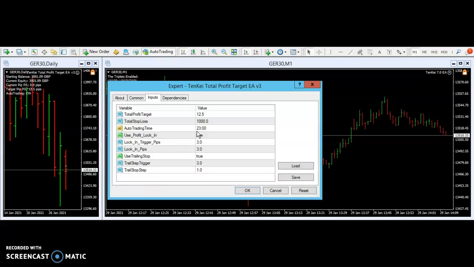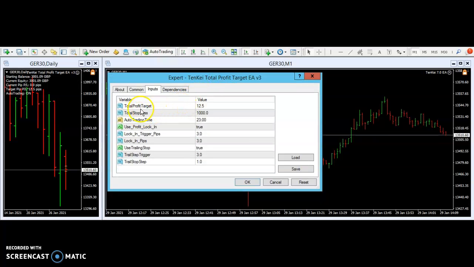So this doesn't open trades for you. The TPT does not open trades for you. What it does do is manage trades for you. Once again, remember, when you hit a total profit target of whatever number it may be, in this case, say 12.5, it will shut down the auto trading.